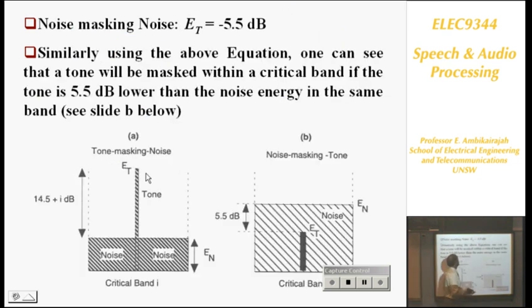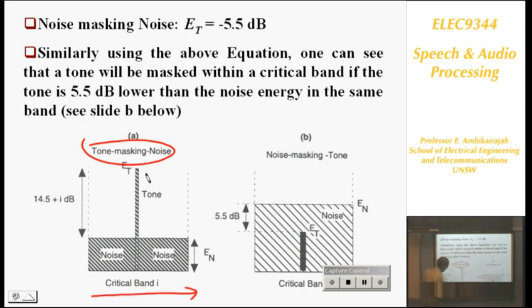If you rewrite this in a simplified manner, this is what we are saying. A tone masking the noise. This is one critical band. In a diagram, that's the tone, that's the noise. This is a symbolic way of thinking. If the tone level is 14.5 plus I dB, it should be higher than the noise part. If it's not higher, then the tone can't mask the noise.